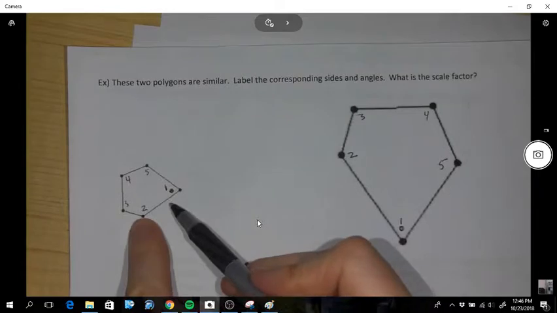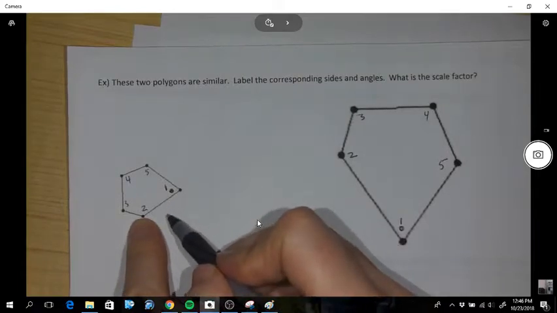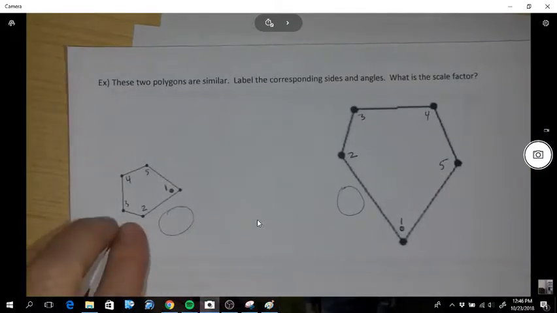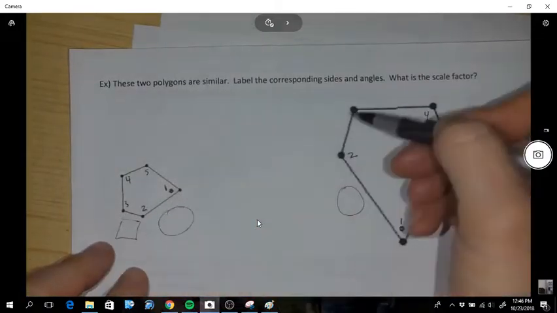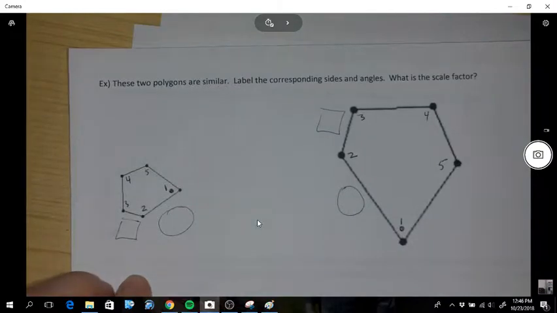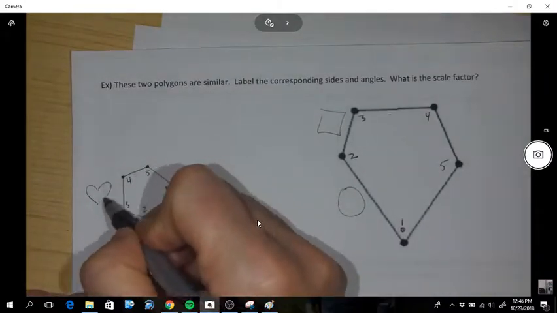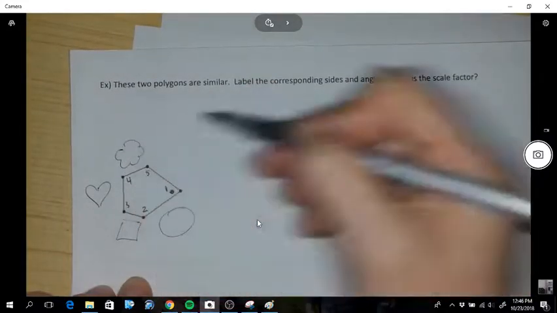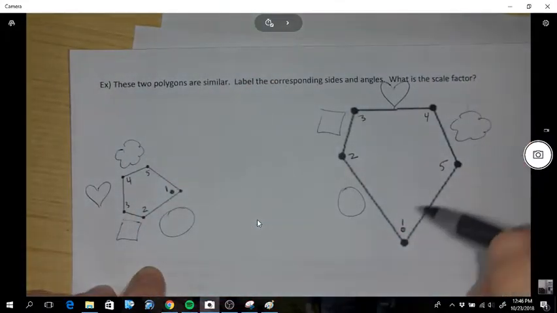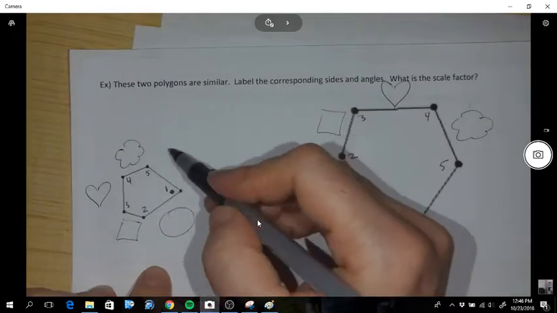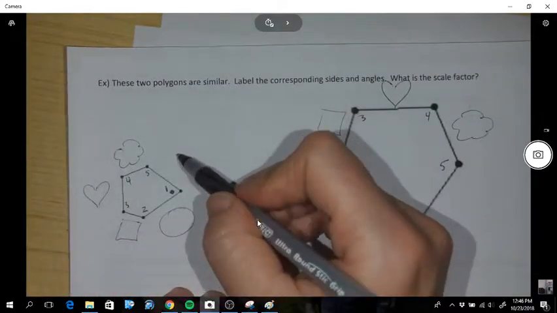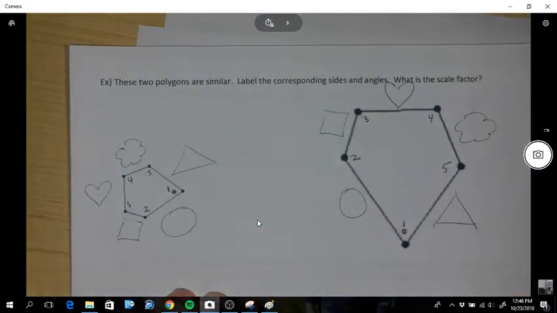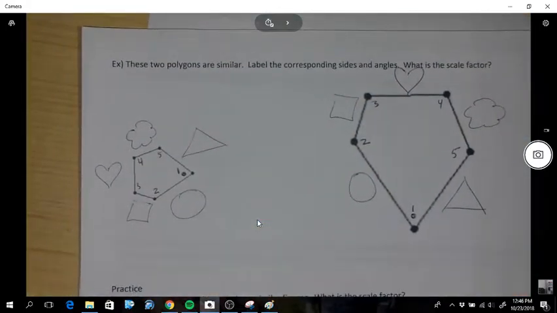So the side between 1 and 2, so this side corresponds to that one. So then the side between 2 and 3 corresponds to this side between 2 and 3. And between 3 and 4 corresponds to that. And this side corresponds to that side length. And then between 1 and 5, I'm running out of things here to write. Okay, so you can see all the corresponding sides.